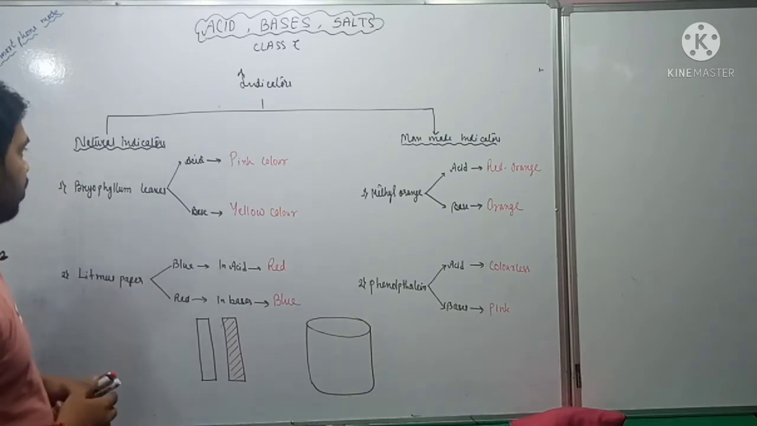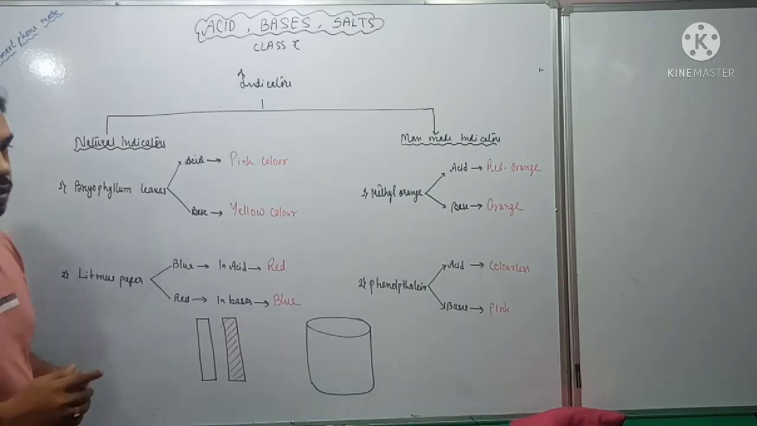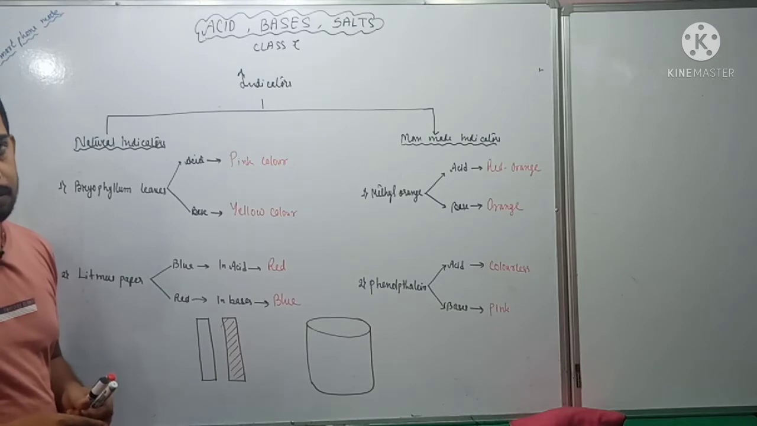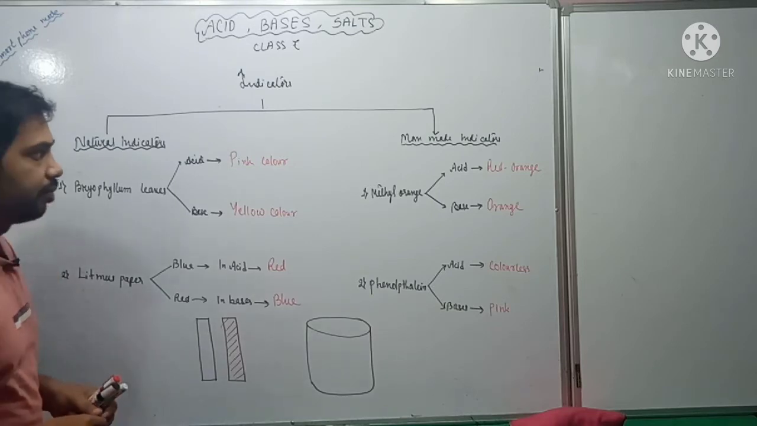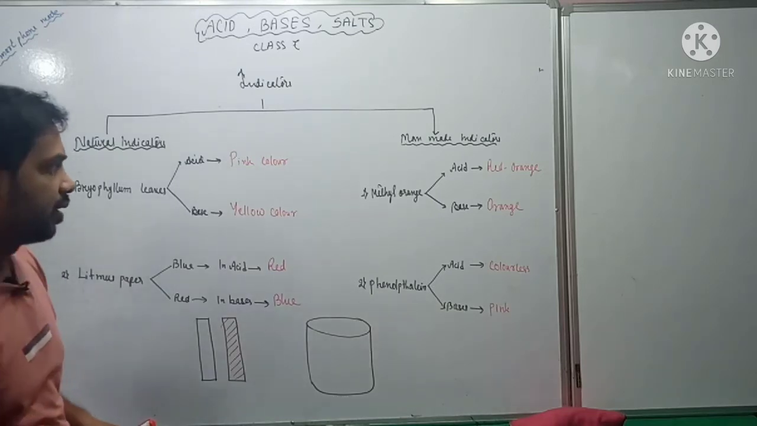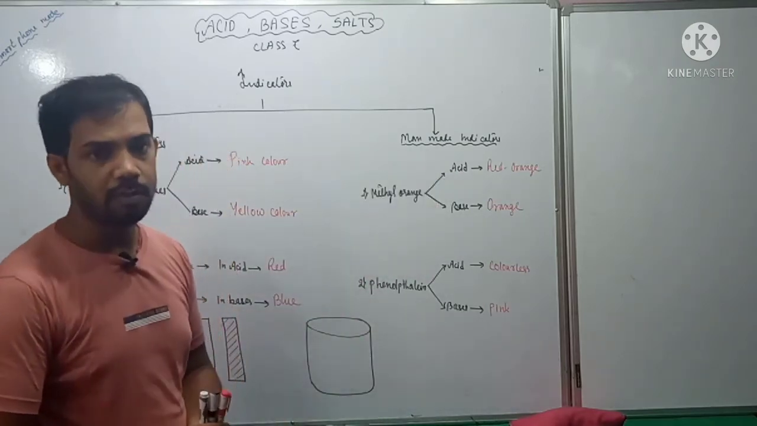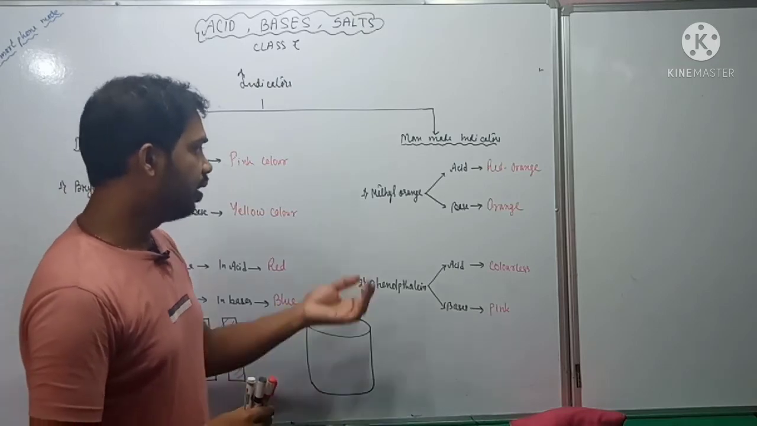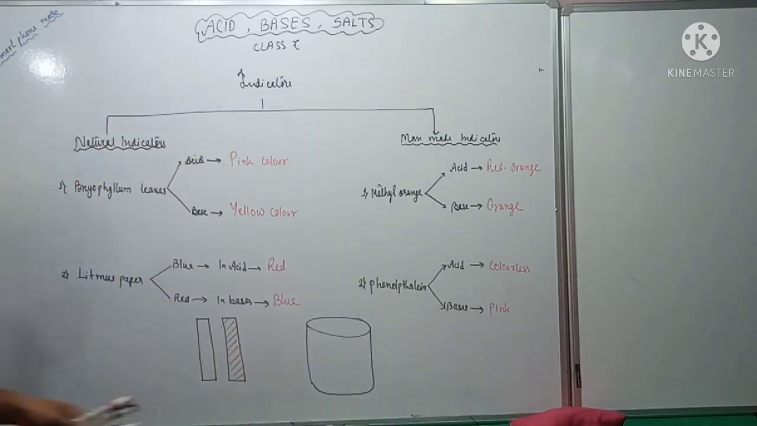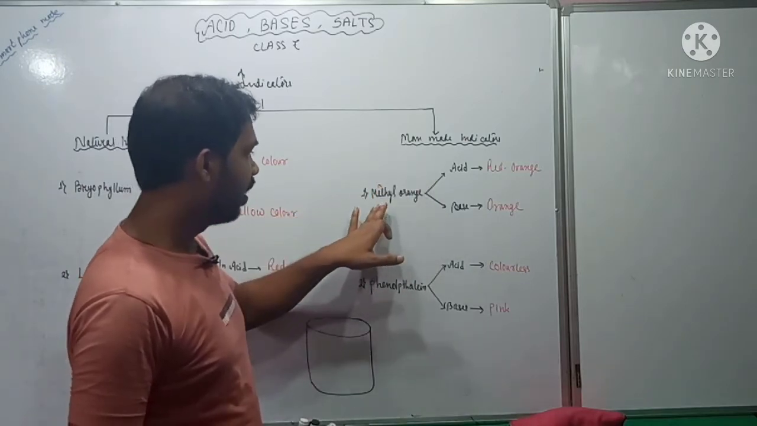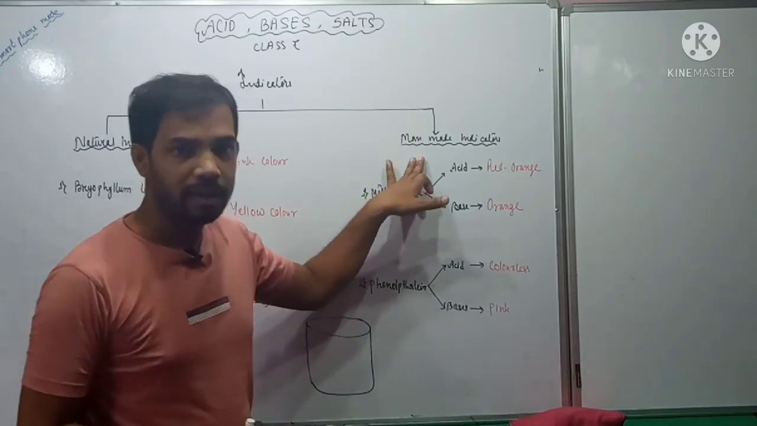Okay, these are some natural indicators, and apart from this there are some other natural indicators also. They are red cabbage and turmeric. These are also natural indicators. Now we'll see man-made indicators. Man-made indicators are those which are made by humans with the help of mineral salts.